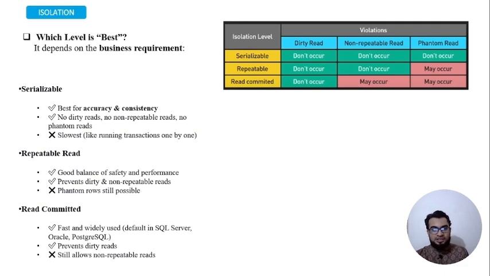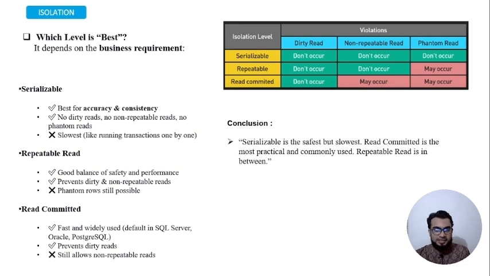Read committed is fast and widely used. It is the default in SQL Server, Oracle, and PostgreSQL. It prevents dirty reads, but still allows non-repeatable read issues. In conclusion, serializable is the safest but slowest. Read committed is the most practical and commonly used. Repeatable read is in between serializable and read committed.